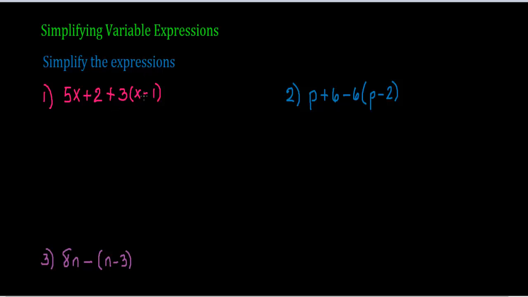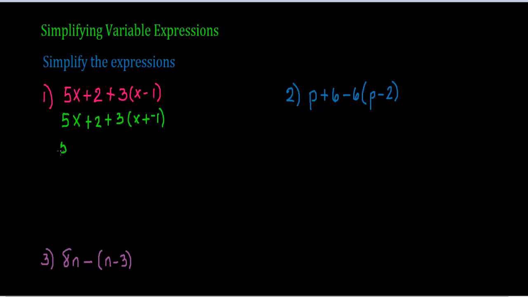Let's rewrite it first and make sure all those minuses I change into plus negative. So let's rewrite it. 5x plus 2 plus 3 times x plus negative 1. Okay, so I've rewritten this part that has a minus. And now I'm going to start doing what I said. I'm going to multiply first.